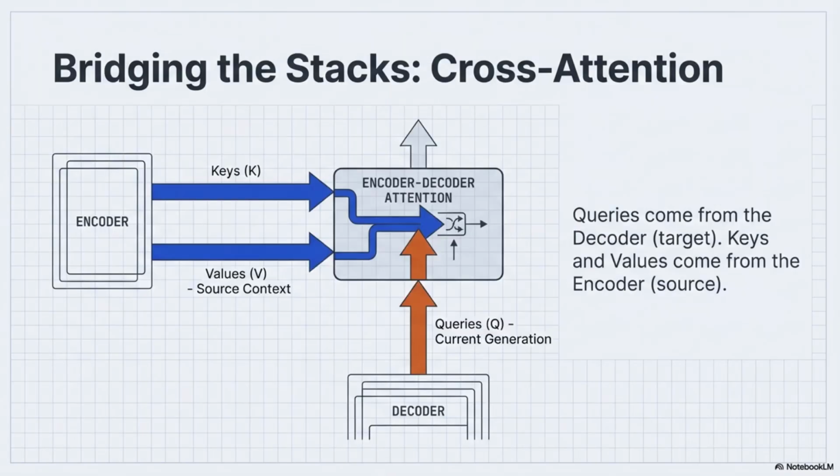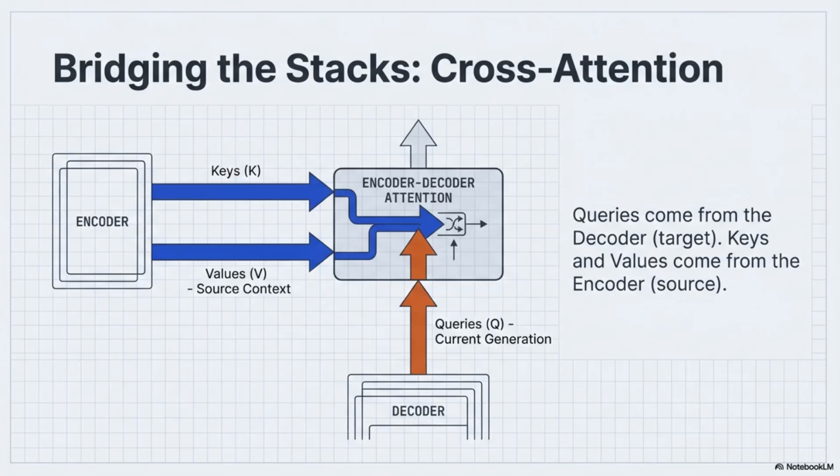And this is the magic link. This middle block is where cross-attention happens. In this step, the decoder forms a query based on the text it has generated so far. But, and this is the key part, it sends that query over to the encoder, which provides the keys and values from the original input sentence. The decoder is essentially asking the encoder, hey, based on what I've written so far, what part of the original input should I be paying attention to right now to pick the perfect next word?